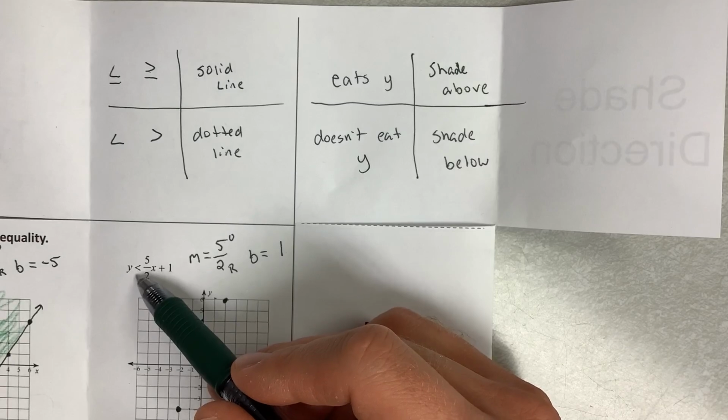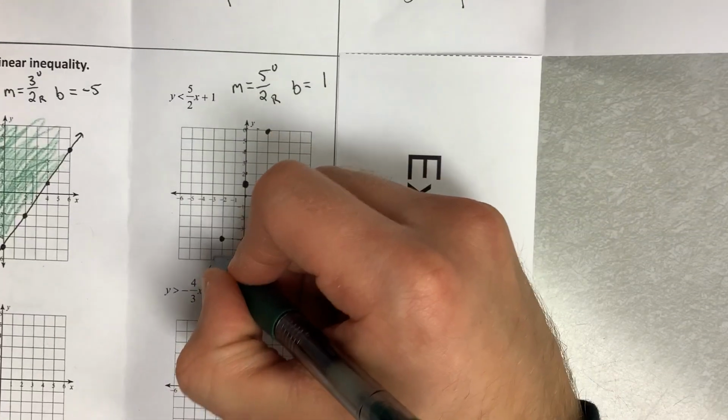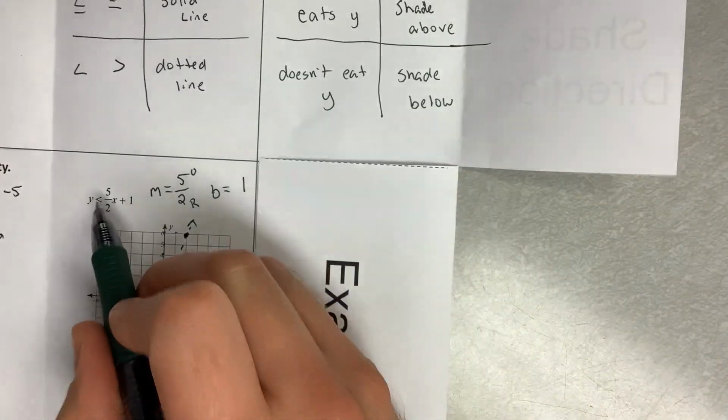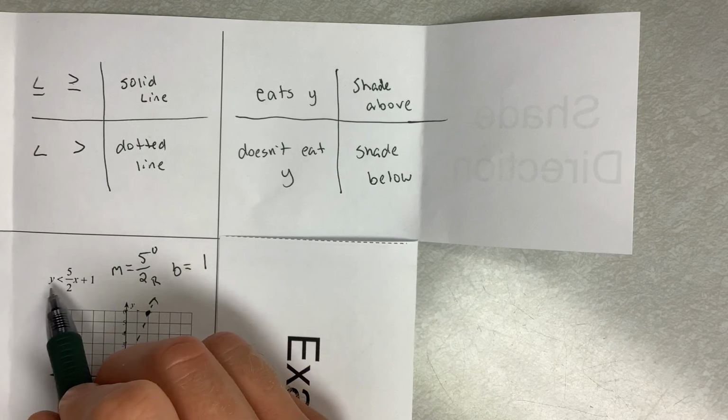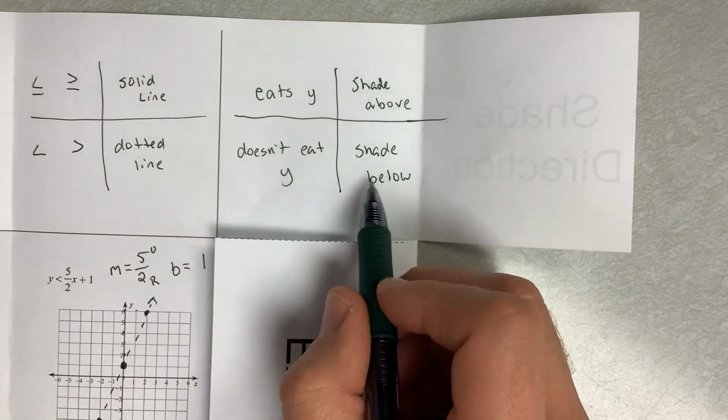Well, I don't have the equal to present, so it will be a dotted line. And then, is my sign eating the y? No, it is chomping on the equation. It's not chomping on the y, so it's not eating the y. I'm going to shade below.